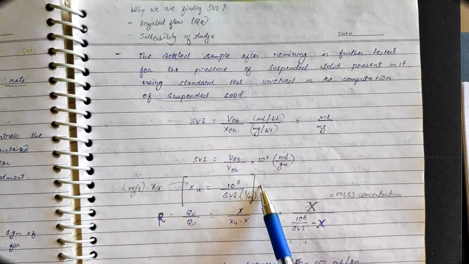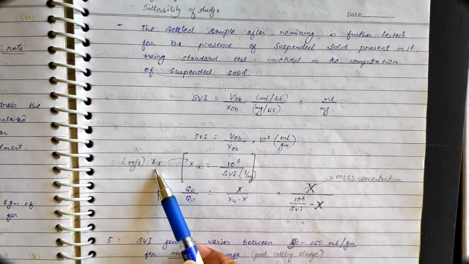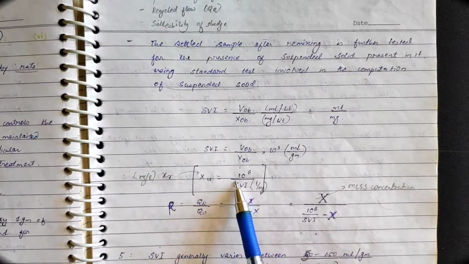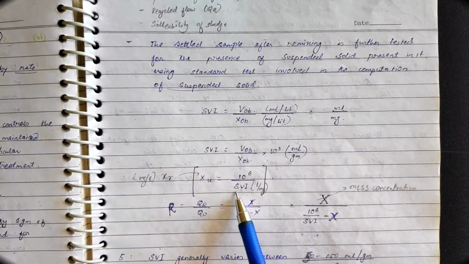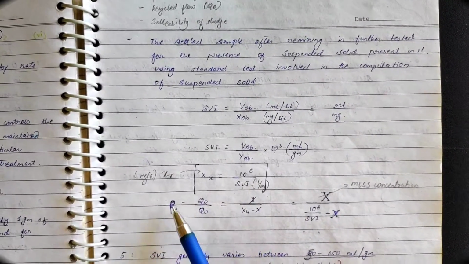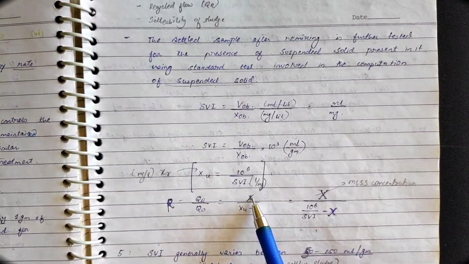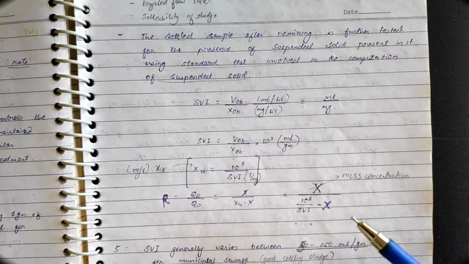There is another formula for calculating the SVI. Just remember this: XU, which we also call XR, is equal to 10 raised to power 6 divided by SVI, in mg per liter. And we have already seen the return sludge: QR divided by Q0 is equal to X divided by XU minus X.